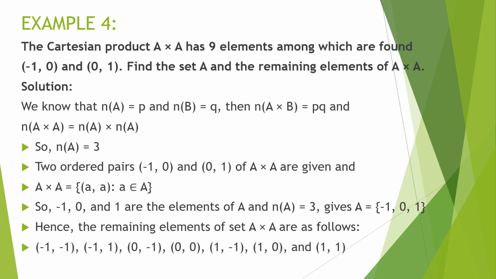Now to find the remaining elements of A cross A, we just have to take the Cartesian product of A with A. So you get all the elements of A cross A.